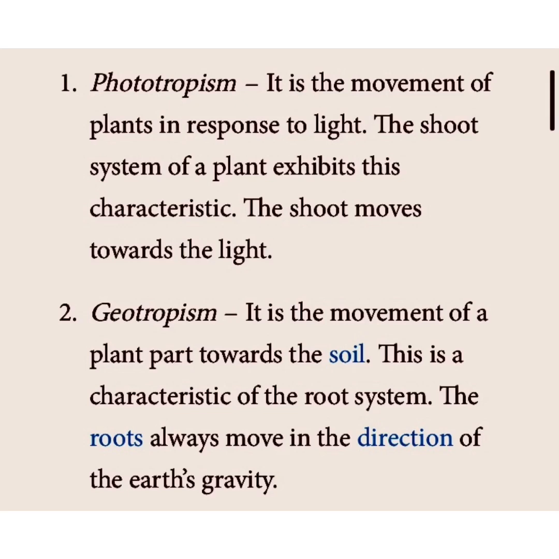Next comes geotropism. It is a movement of a plant part towards the soil. This is a characteristic of the root system. The root always moves in the direction of the earth's gravity. So they are positively geotropic and negatively phototropic.